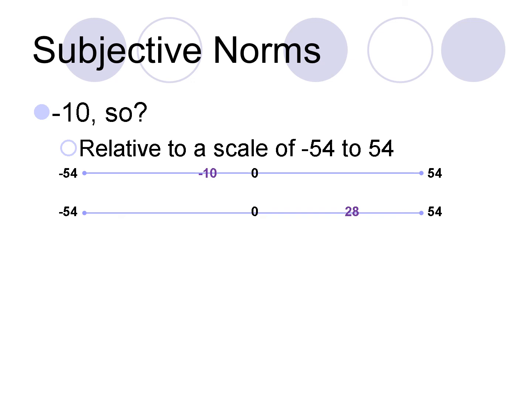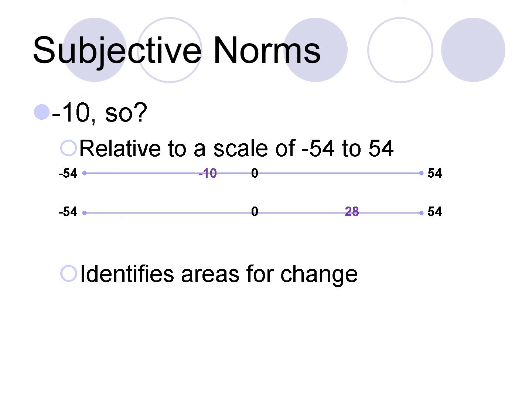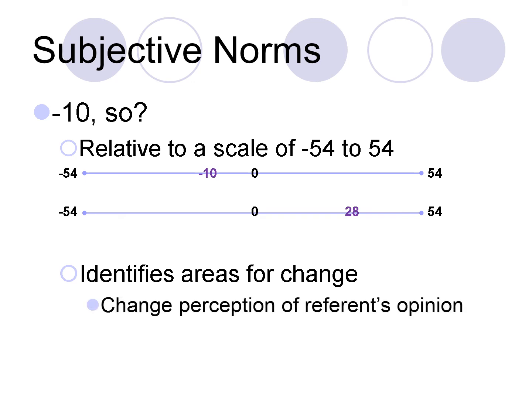As with attitude, we need to ask, once we get these numbers, what do we do with them? So what does it mean to us as persuaders and in persuasion? Again, these identify areas for change. And so one of the places we might change or have messages to create some change is what people perceive as being their reference opinion.